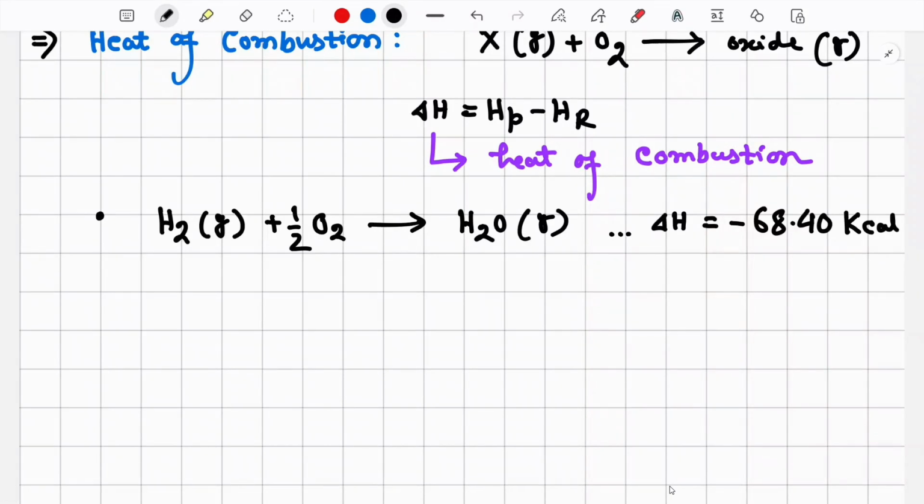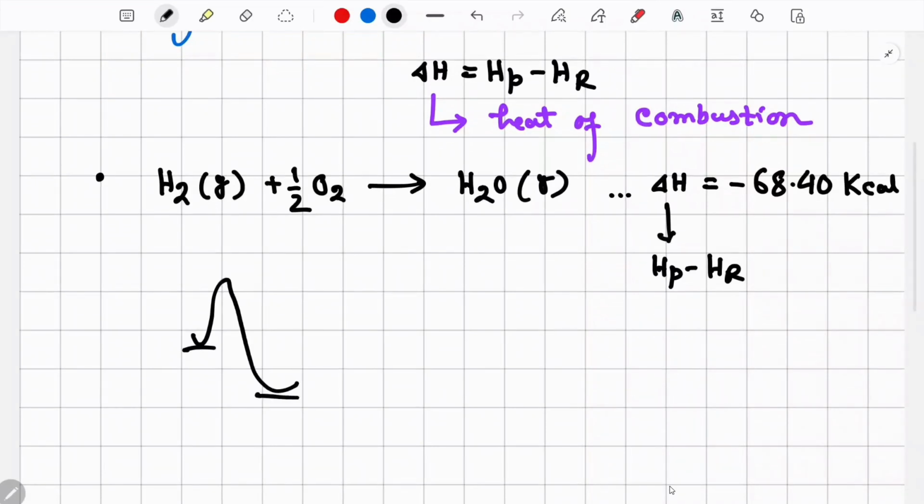Exothermic. Why? Energy is released. Because delta H, how you can remember, delta H is always HP minus HR, and you know this reaction. So that means this is HR and this is HP. You can think like that, and this change is actually the delta H. So delta H is negative means this is the exothermic reaction. Okay.